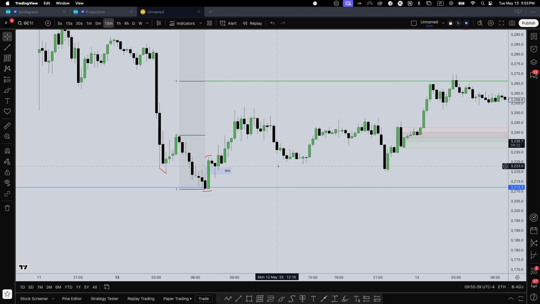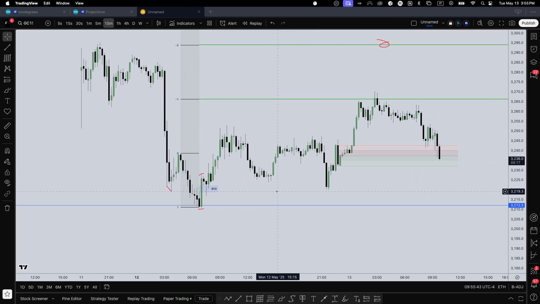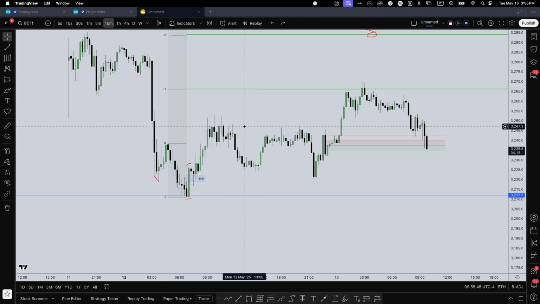I don't trade gold either. I despise gold. I touch gold and it does the opposite. So if you want reverse signals, I'm kidding. Don't.